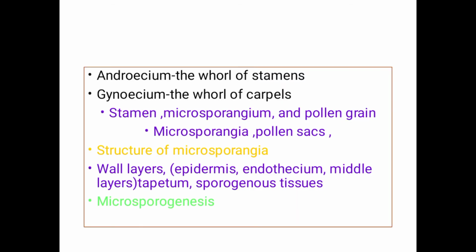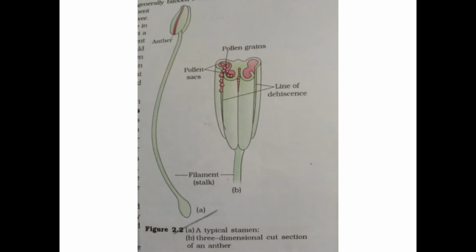In the flower, the androecium, which contains the whorl of stamens, is the male part. The male part of the flower is known as the androecium, and each unit of the androecium is known as a stamen. Understood? Each androecium has many stamens, sometimes few stamens. You can see a long filament and the anther. The anther and filament are the parts of a stamen.